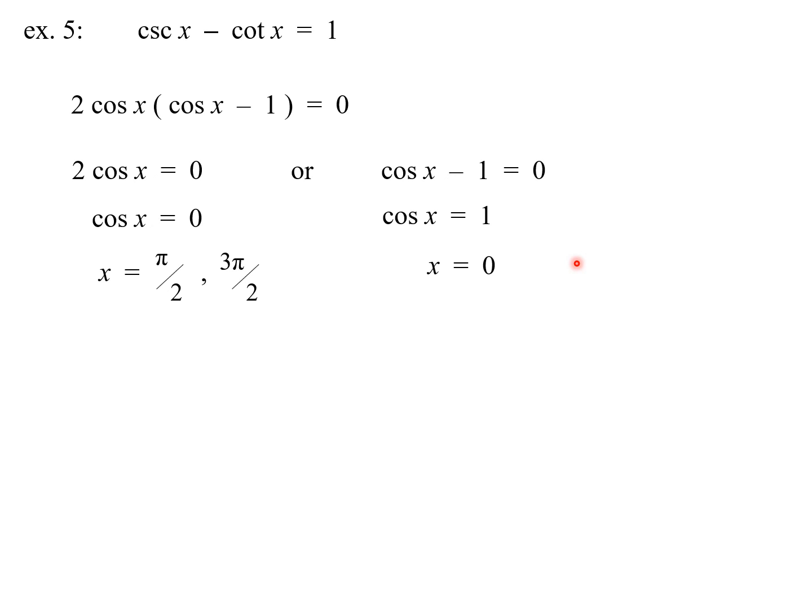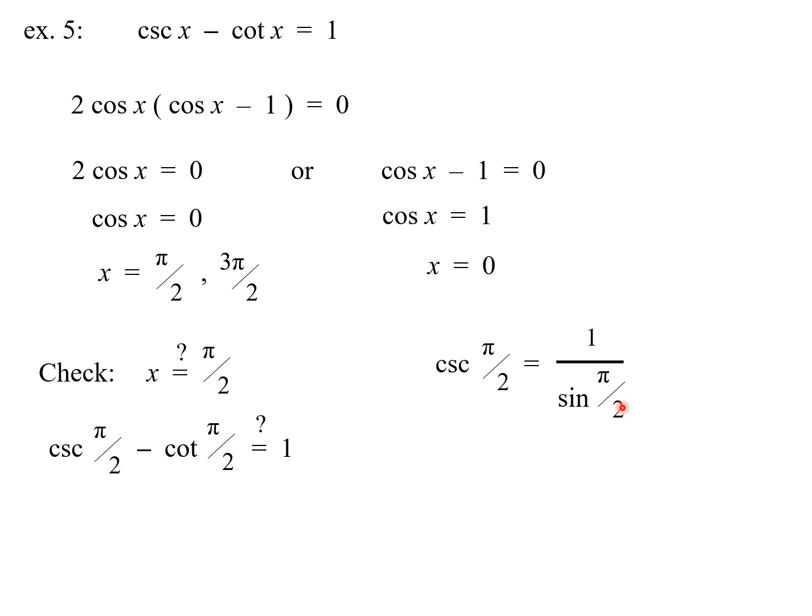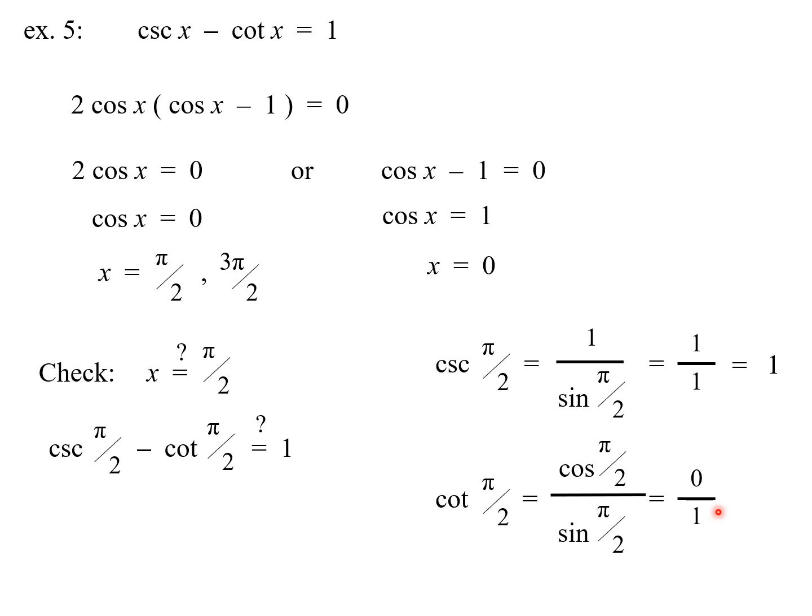Okay, let's check these. Let's check pi over 2. So I'm going to put pi over 2 in my original expression. Now, over in the margin, I have to find the cosecant of pi over 2 and the cotangent of pi over 2. The cosecant is 1 over the sine. The sine of pi halves is 1, so the cosecant is 1. The cotangent is cosine over sine. The cosine is 0. The sine is 1, so that is 0. And then plugging them in over here, I get 1 minus 0, which is indeed 1. So that solution checks out.